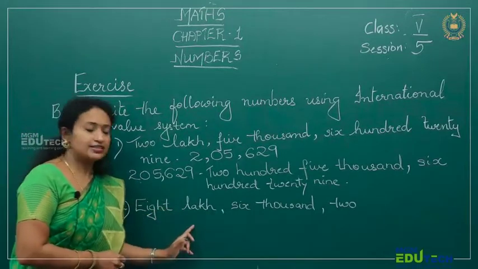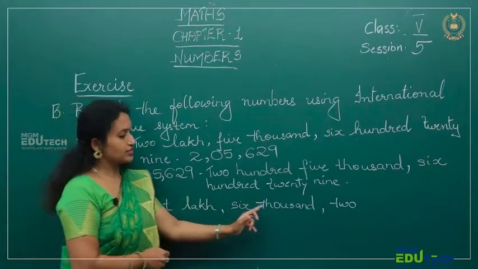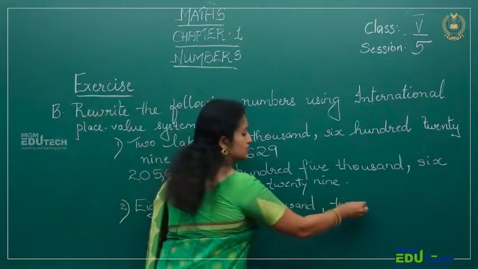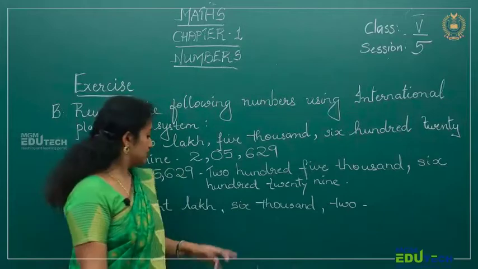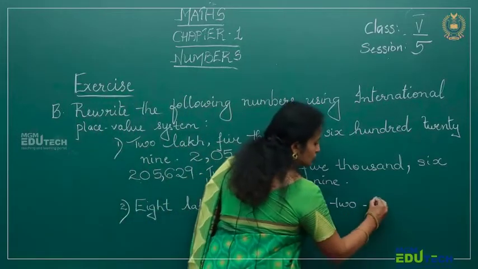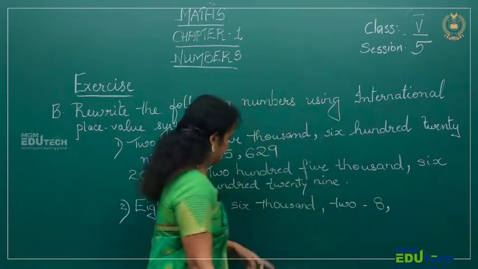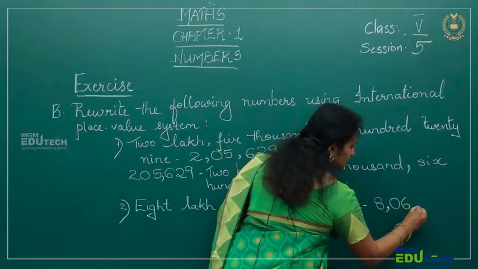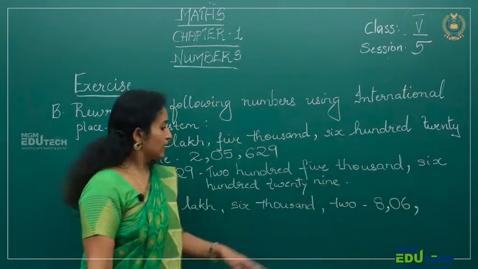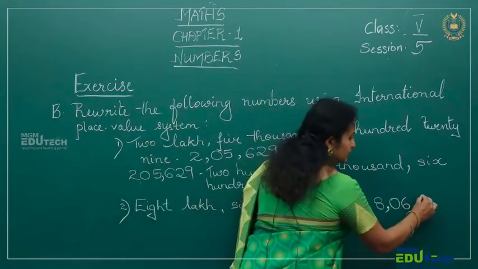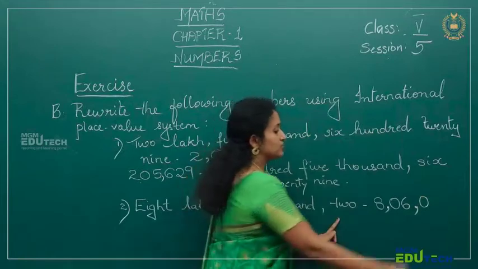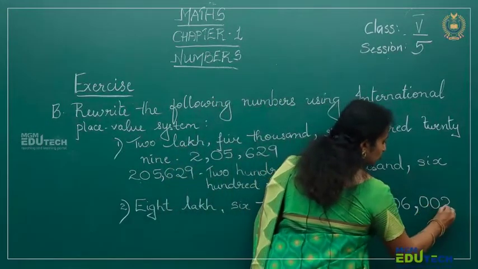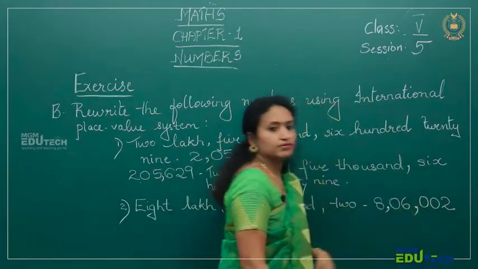Again here, 8 lakh 6,002 is your question. Write this in figures. 8 lakh. So you put 8 lakh. 6,000. So you write down 6,000 and 2. That means there is nothing in your hundreds place, there is nothing in your tens place, and you have 2 in your ones place. So this is your number.